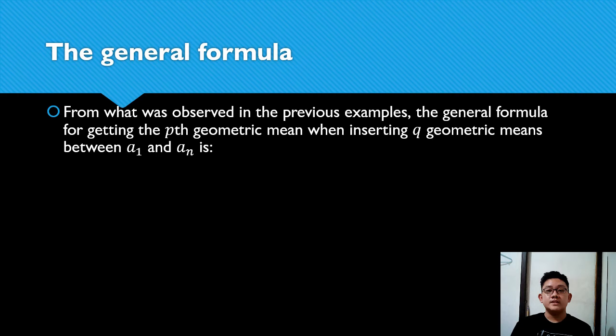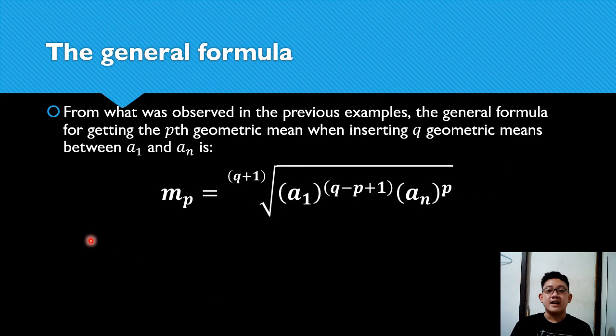So from what we observed in the previous examples, the general formula for getting the pth geometric mean when inserting q geometric means between a sub 1 and a sub n is, there you have it. M sub p is equal to the q plus 1th root of the product of a sub 1 raised to q minus p plus 1 and a sub n raised to p.